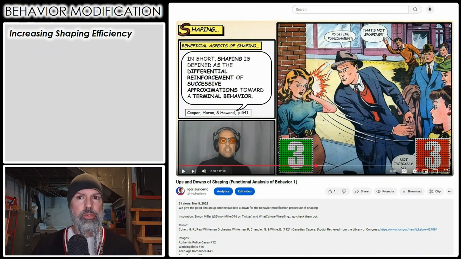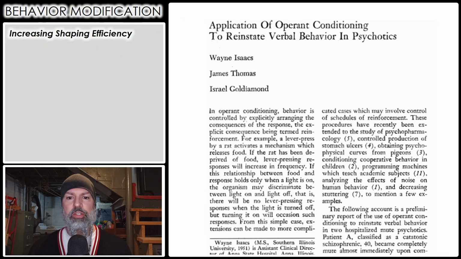So once you do that overview, let's go back to Isaacs et al. So again, they were treating two patients. Patient A had catatonic schizophrenia, and patient B was schizophrenic mixed type with catatonic features predominating. So these are two very extreme, very difficult mental issues to deal with.